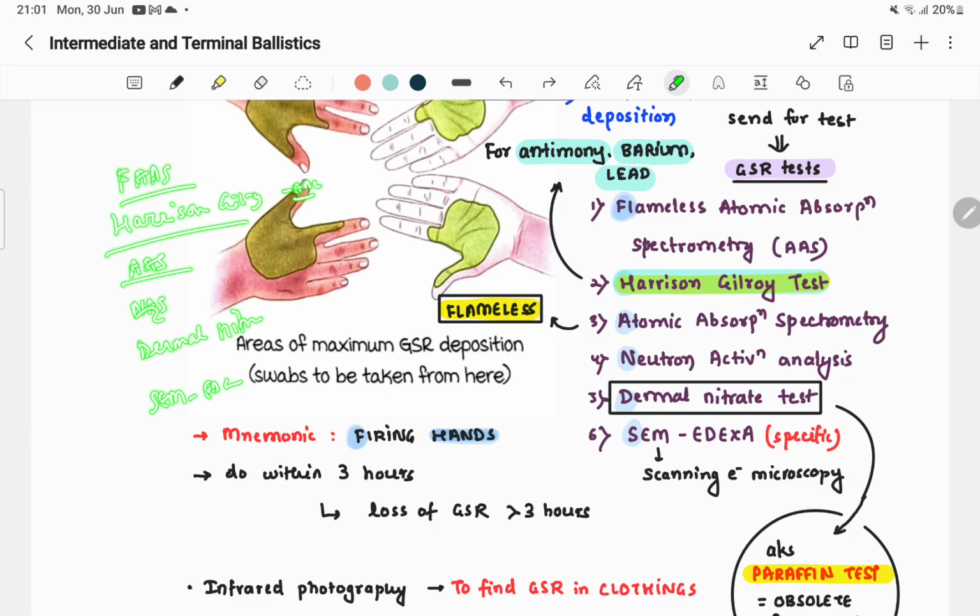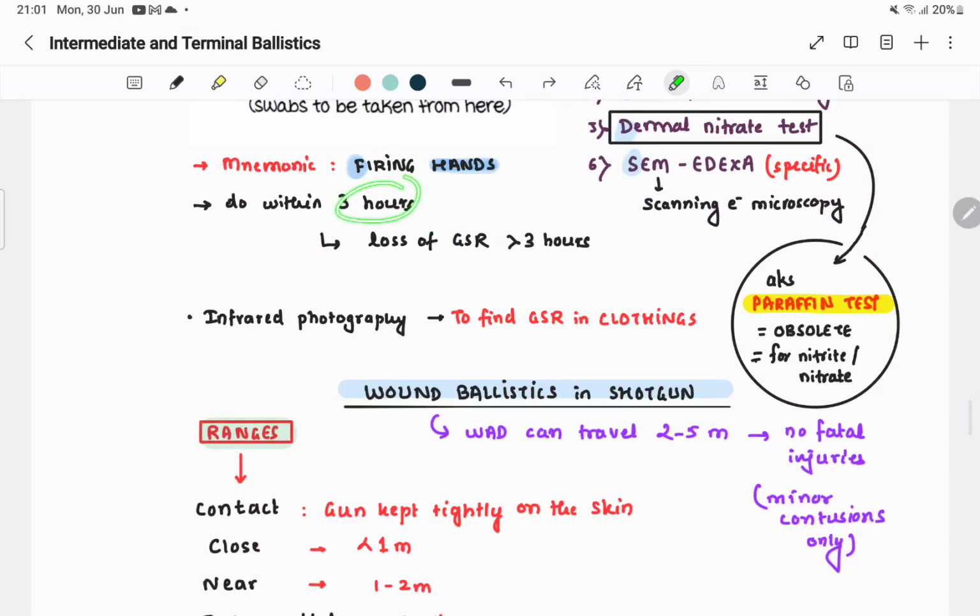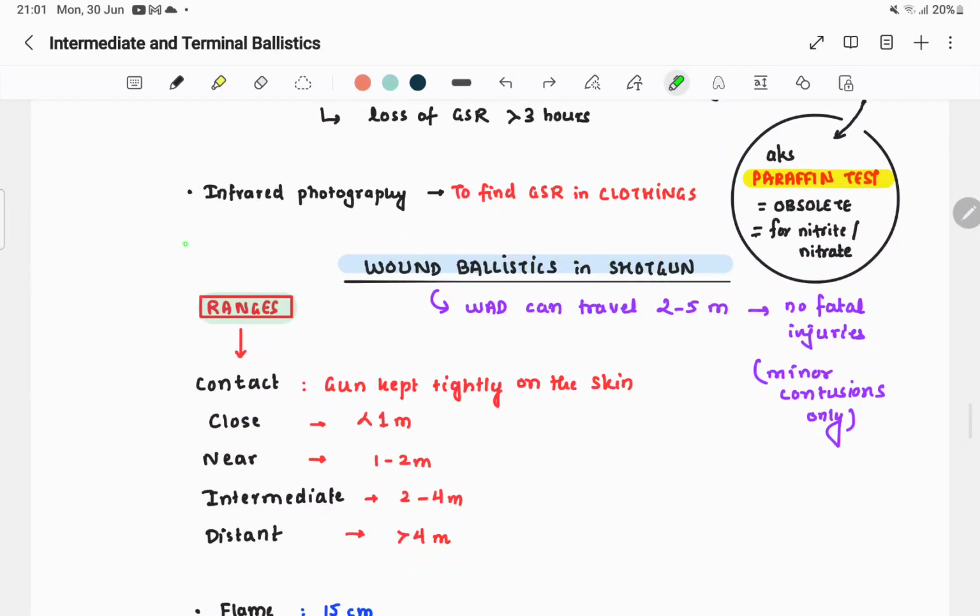FAST, Harrison-Gilroy, atomic absorption, then neutron activation, dermal nitrate, SEM-EDX. GSR testing should be done within 3 hours. And infrared photography is used for finding GSR in clothing.